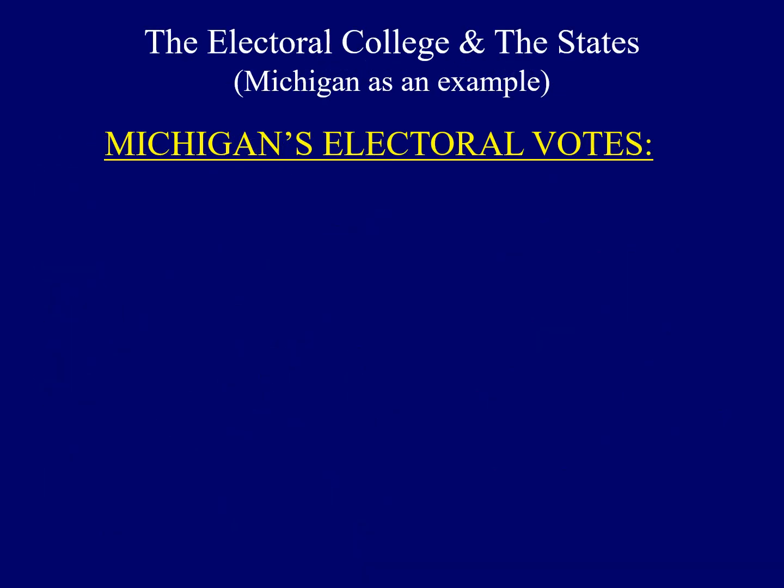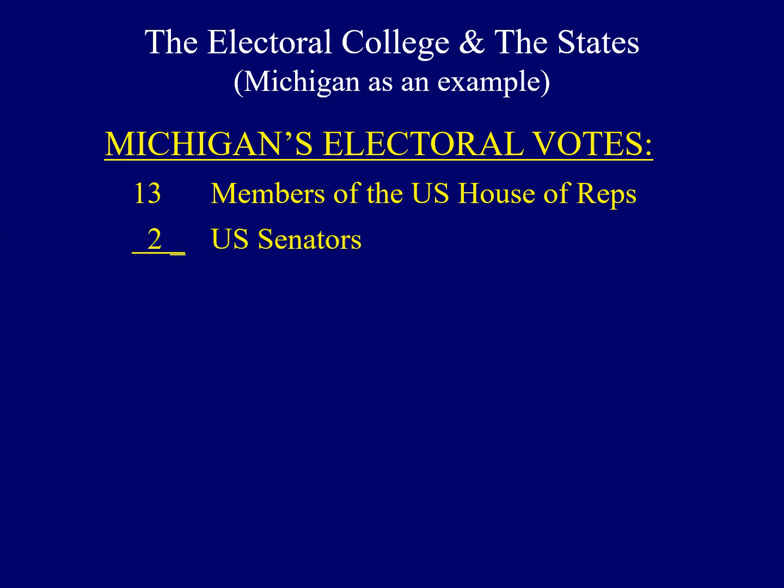Let's use Michigan as an example to explain this process. So first of all, Michigan has 13 members of the House of Representatives. And Michigan also has 2 U.S. senators. 13 plus 2 equals 15. So Michigan has 15 electoral votes.